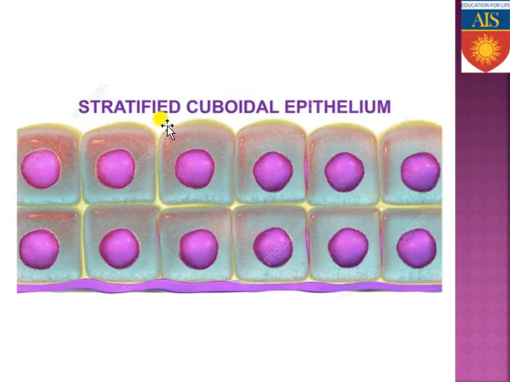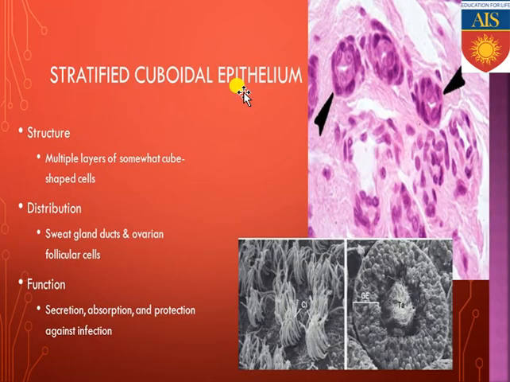Okay, going for the next, that is stratified cuboidal epithelium. Exclusively this type of epithelium is made up of cuboidal shaped cells, and the superficial cells are obviously cuboidal shaped. They are present in the sweat gland ducts as well as in the ovarian follicular cells, because those locations are controlled by this cuboidal epithelium, and they are stratified also. When they are stratified, or when they are cuboidal or columnar shaped, they are exclusively responsible for secreting something, for absorbing something, and with that they are also providing some protection.